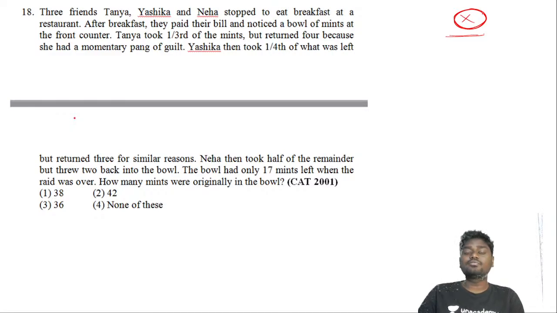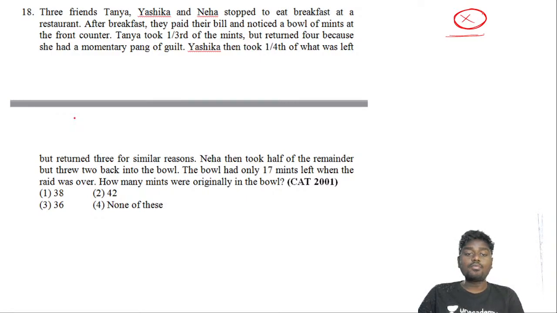Yashika then took 1/4 of what was left, but returned 3 for similar reasons. In the same way, Neha then took half of what was left, but she threw 2 back in the bowl. The bowl had only 17 mints left when the raid was over, when all 3 of them had taken.